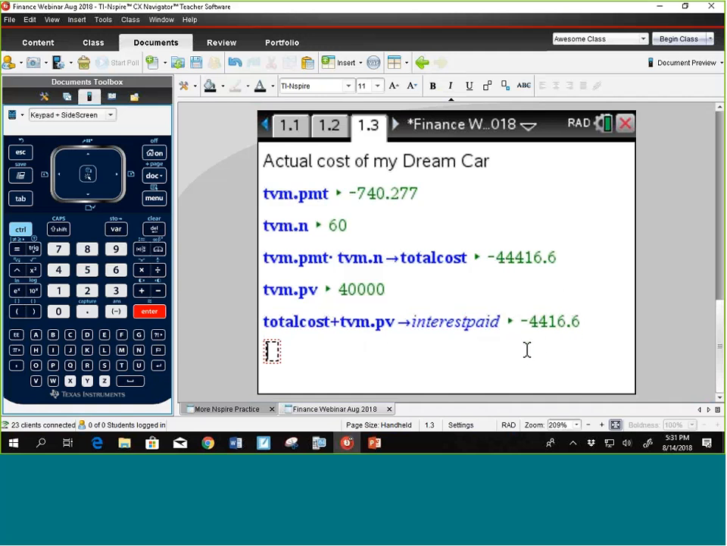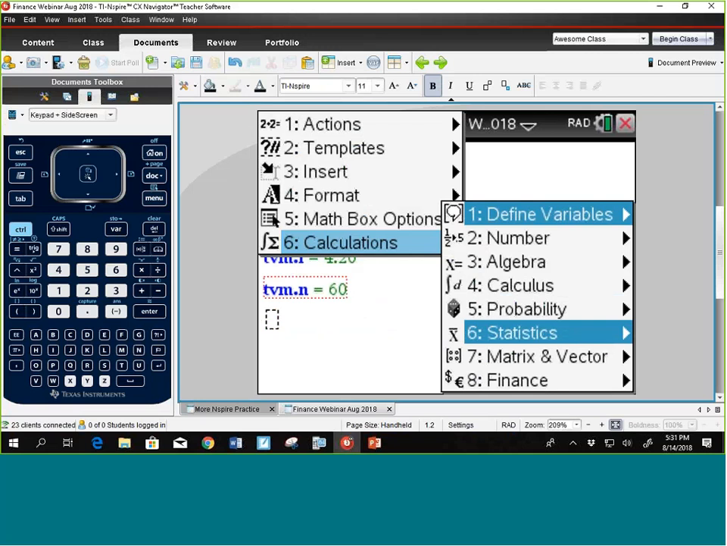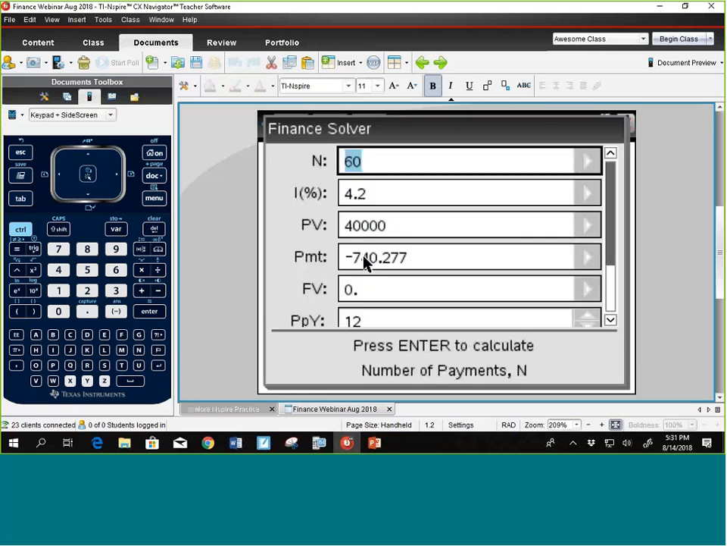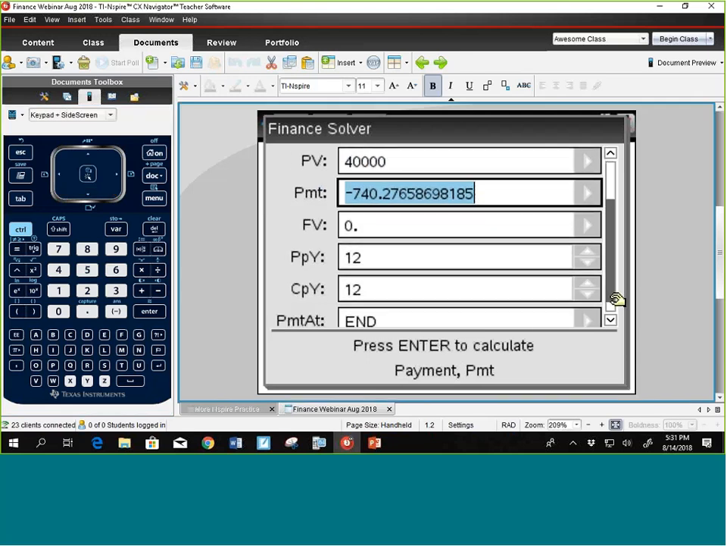Now, one thing that I really want to show that I haven't done yet, I'm going to go back over here to my finance solver and make some adjustments. Let's just go tinker with this. So I'm going to go back to Menu, Calculations, Finance, Finance Solver, and let's say that I had a Labor Day sale at the car lot, and I was able to get 0.9% interest. And I'm still going to do 5 years, so I'm changing that, and now I'm going to recalculate what would my payment be. So I'm not changing anything else in my scenario, but my interest rate.